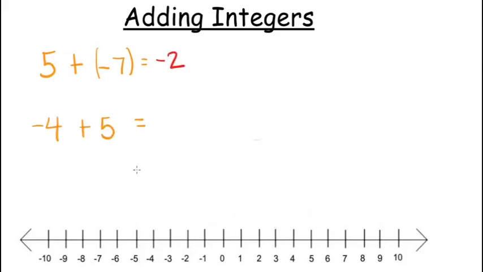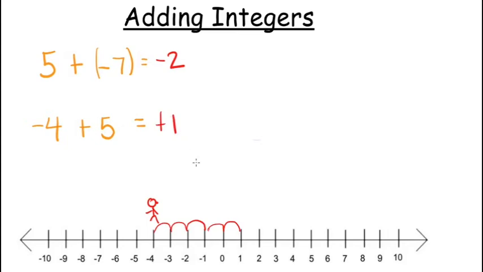We have negative 4 plus 5. We'll begin at the negative 4, and because it is a positive 5, he will be jumping 5 spaces forward. So 1, 2, 3, 4, 5. So the answer is positive 1.